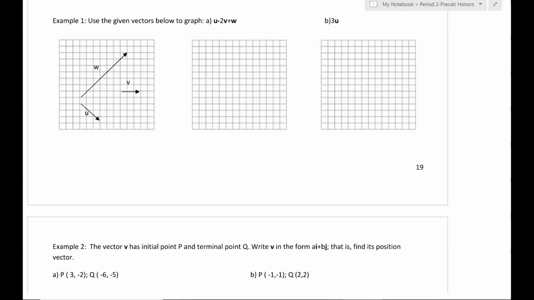Now, I have drawn on here 3 vectors for the sake of simplicity. We will start here at the corner and we will end here. That's w. And then v, we will start here at this edge and we will end right there. Similarly with u, we will start right there and we will end right there.